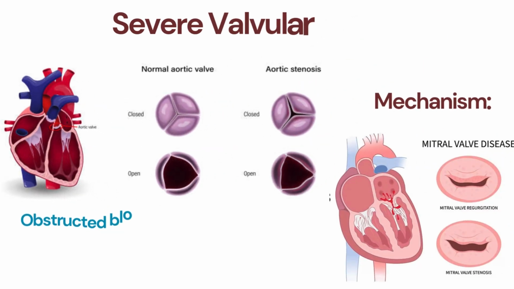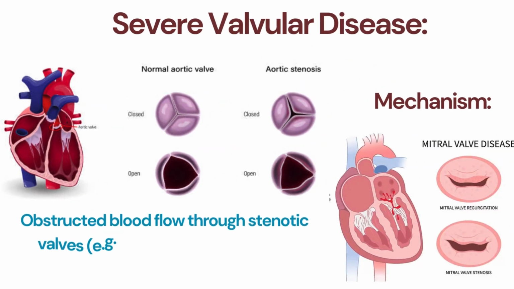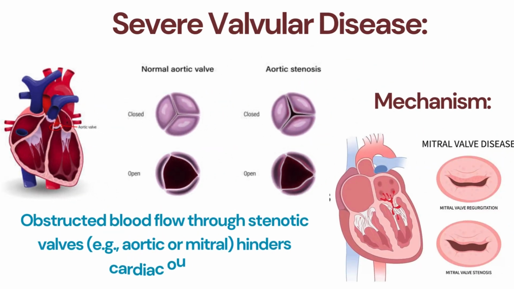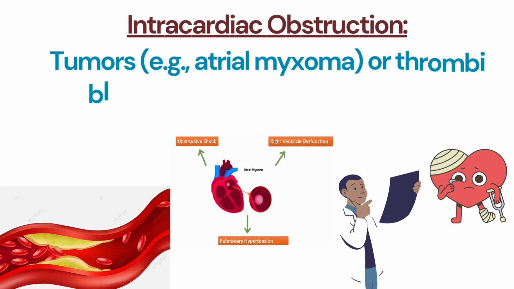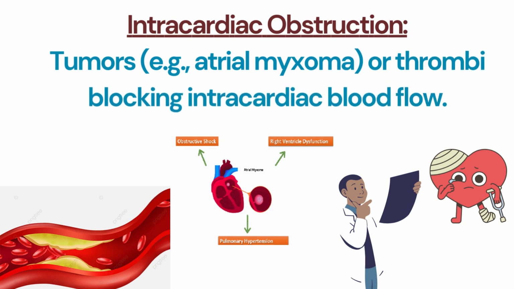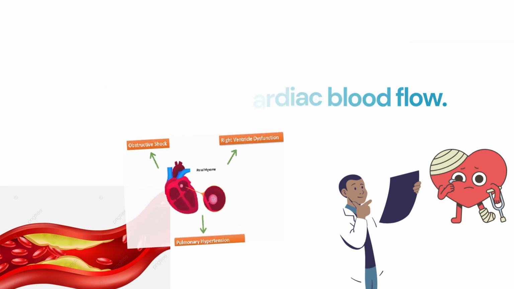Severe valvular disease. Mechanism: obstructed blood flow through stenotic valves, such as the aortic or mitral, hinders cardiac output. Intracardiac obstruction: tumors such as atrial myxoma or thrombi blocking intracardiac blood flow.